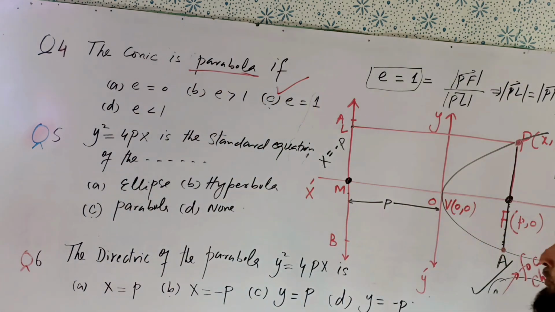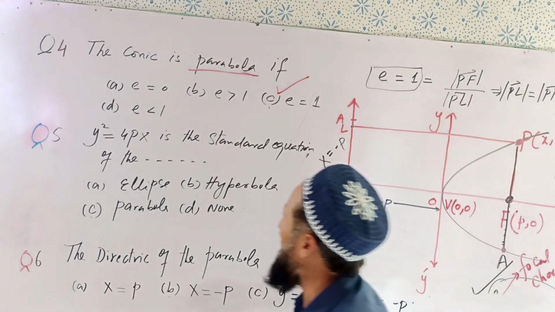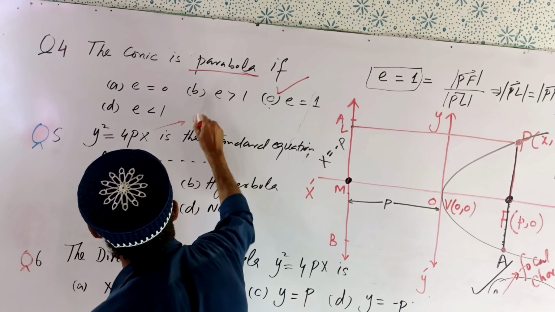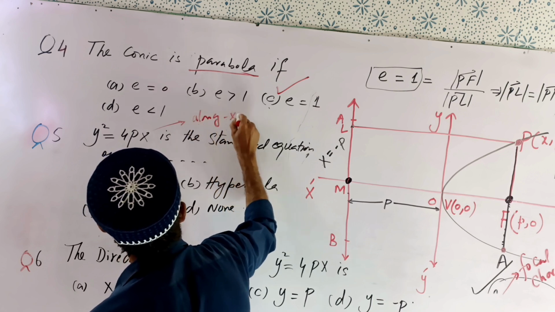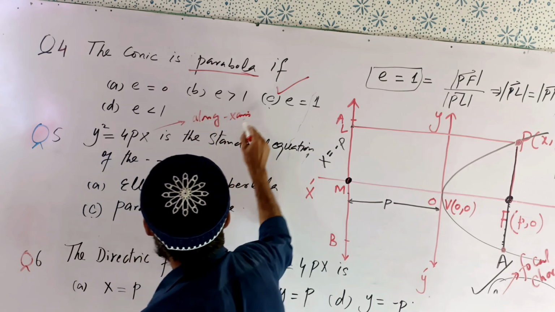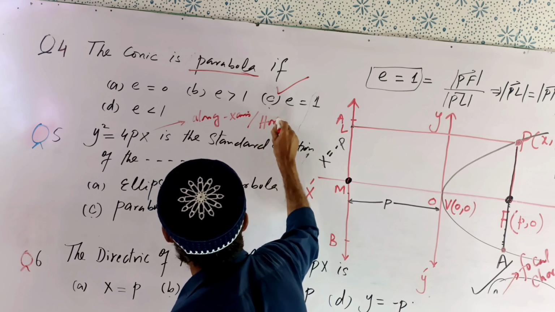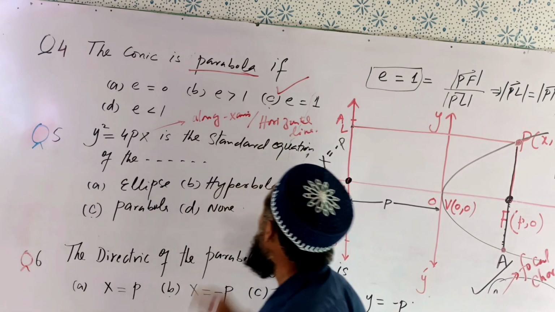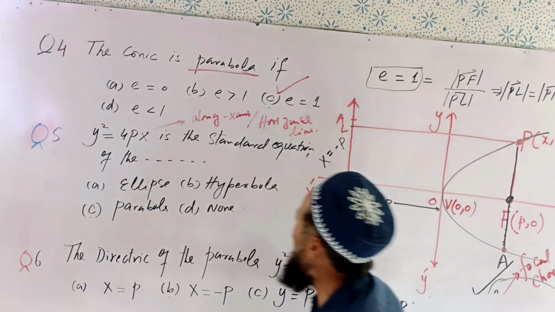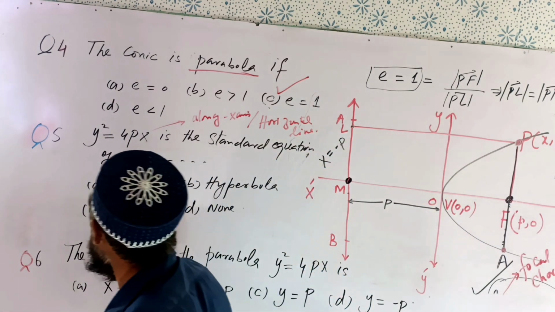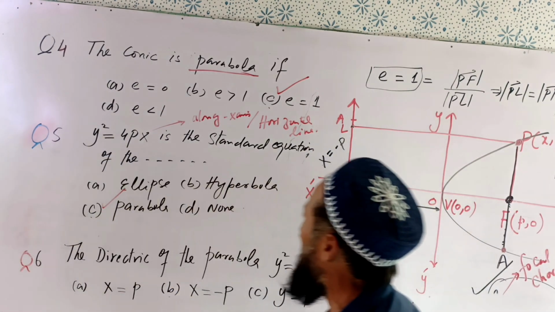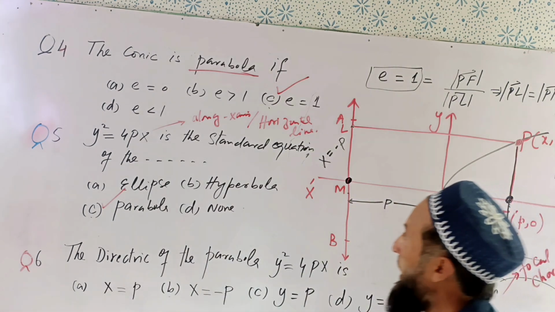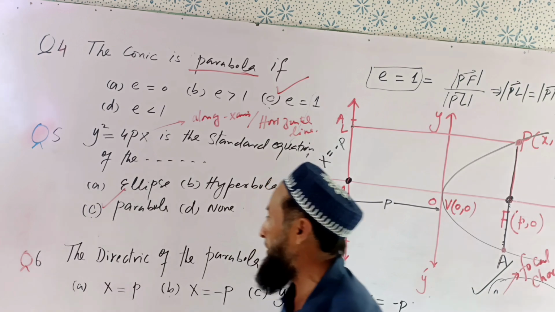So y square equals 4px means that the parabola is along the x-axis, the horizontal line. So the standard equation of this one is called a parabola, not an ellipse or hyperbola. So that will be the type of the standard equation of the parabola.